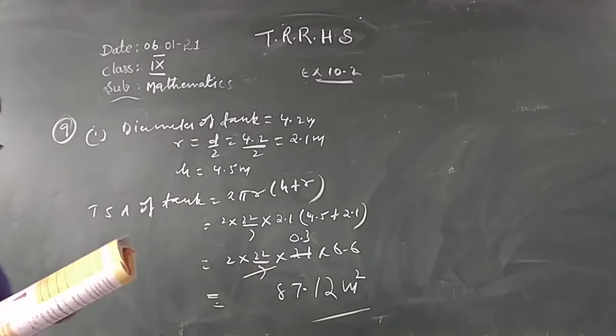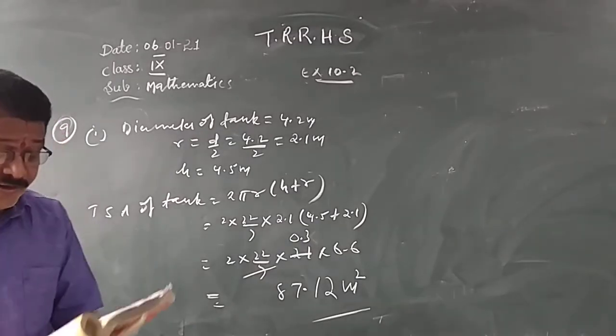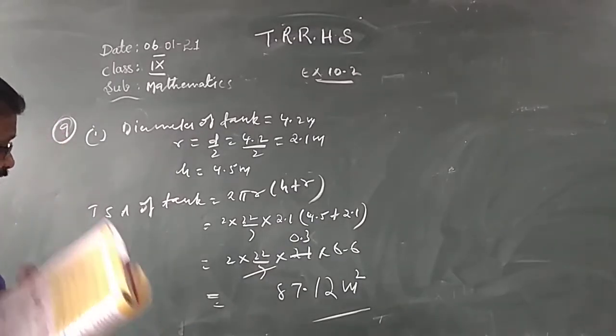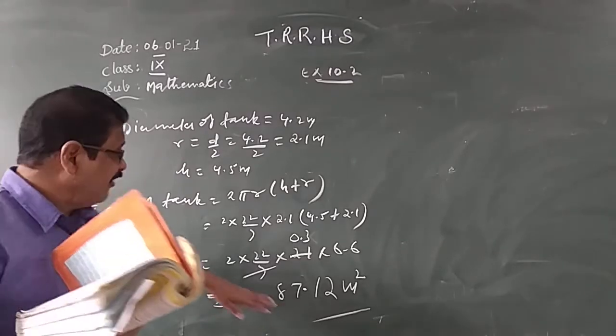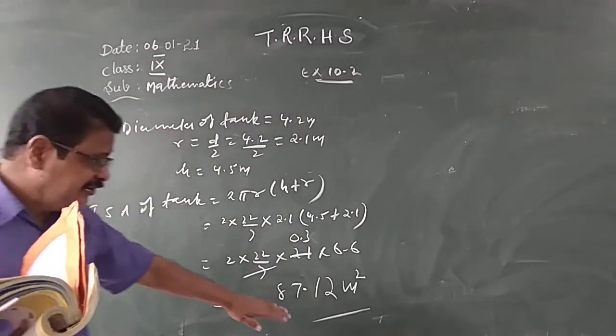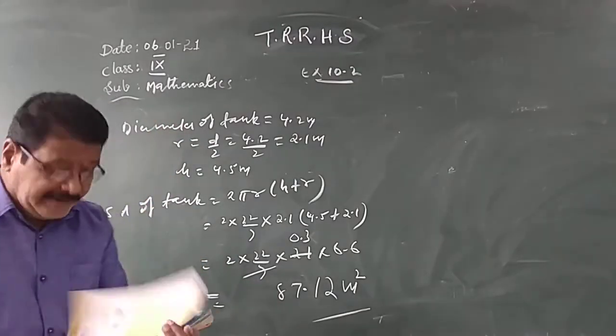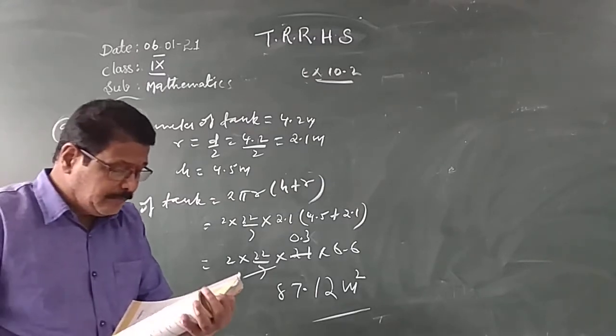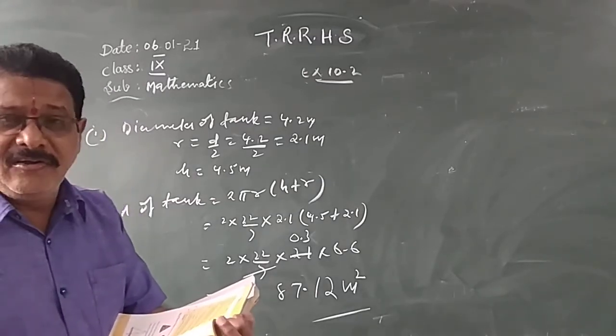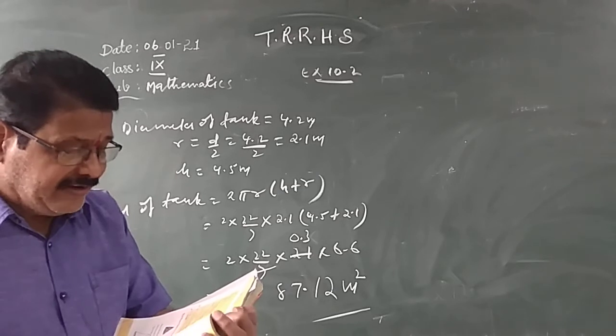Second bit, how much steel sheet was actually used? This is the area. What is the total surface area of the sheet? It is 87.1. In this, they used... 1/12 of the steel was wasted.